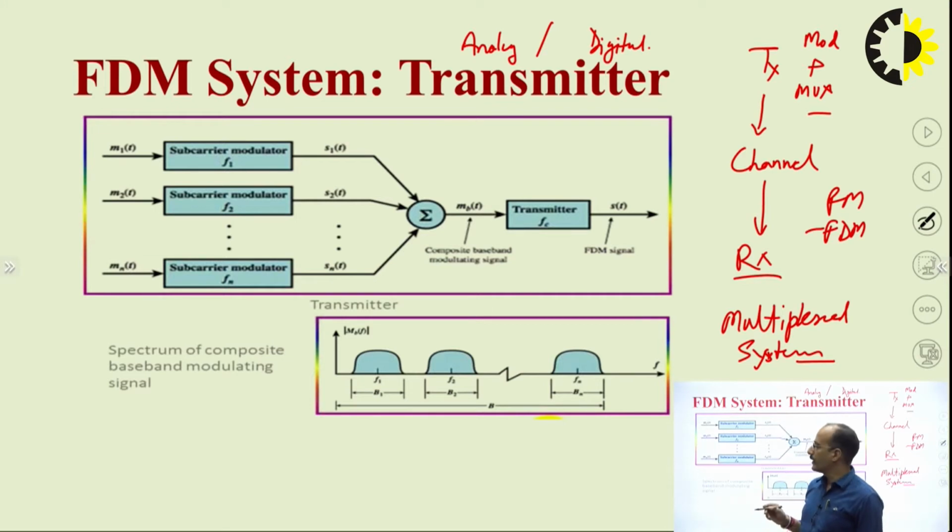Each user is generating an analog signal, that is M1(t), M2(t), MN(t). Now, what is going to happen? You have to transmit these different signals on a single channel. So, we have to create a combined composite baseband signal, which is MB(t). How is it going to be created?